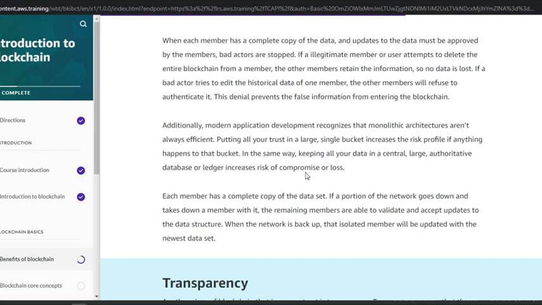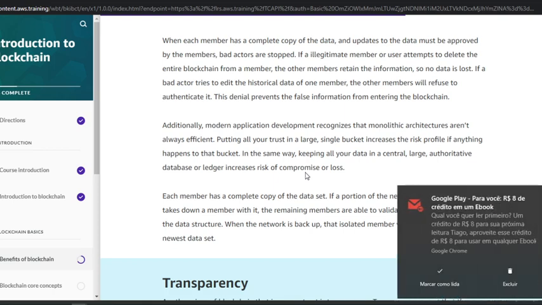Each member has a complete copy of the data set. If a portion of the network goes down and takes down a member with it, the remaining members are able to validate and accept updates to the data structure. When the network is back up, the isolated member will be updated with the newest data set.